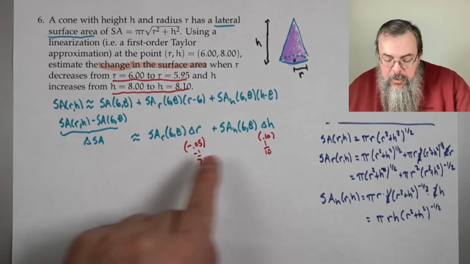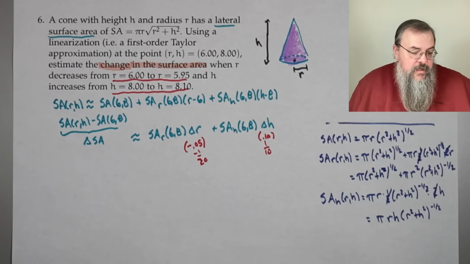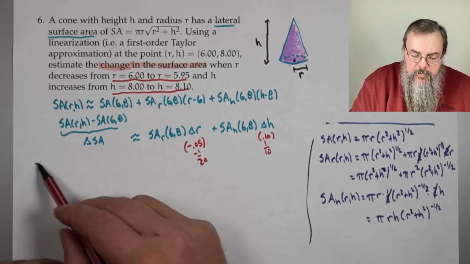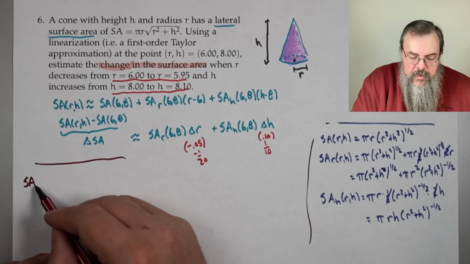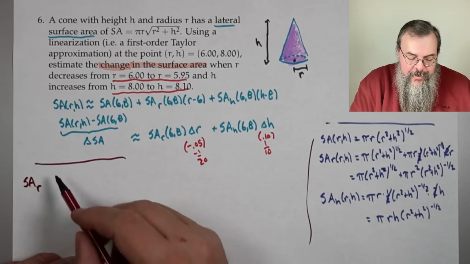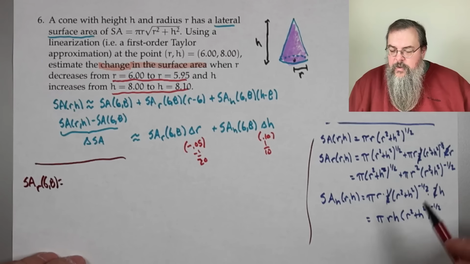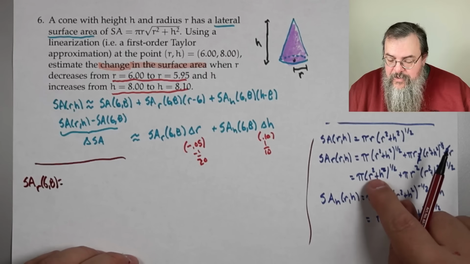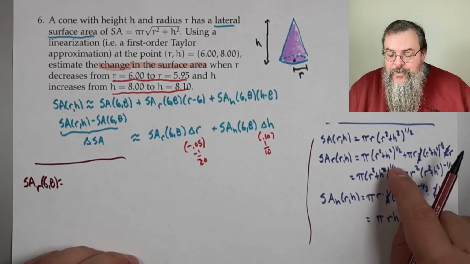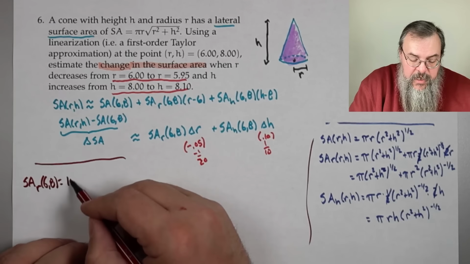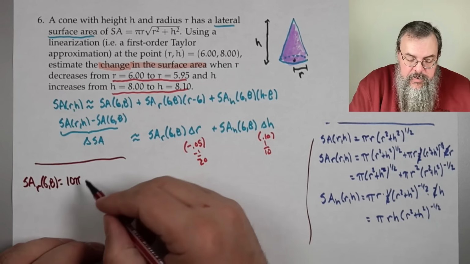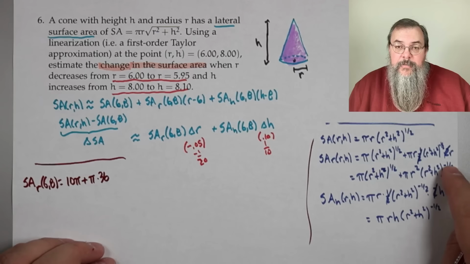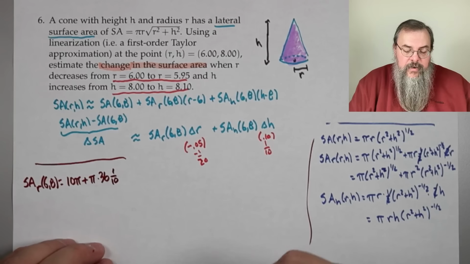Okay, so now we need to evaluate. We're very close to being done. So let's see, where do we have space? I think we maybe have space over here. So SA sub r, the derivative of surface area with respect to r at 6, 8 is, well, let's work through some terms here. So 6 squared, 36, 8 squared, 64, 64 plus 36 is 100. Square root of 100 is 10. So that's 10 pi plus, we get pi r squared, which is 36, times, and this is, again, going to be 10, but the minus makes it 1 over 10.